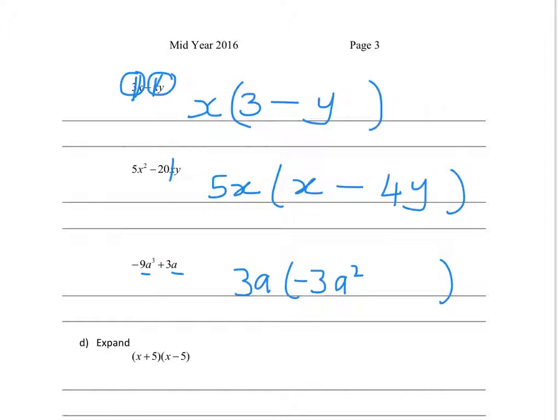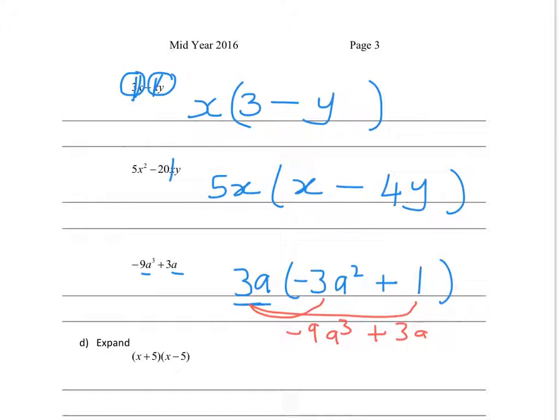I've removed, divided by 3A, 3A divided by 3A, I'm going to put a 1 in there, because if I check back afterwards, this 3A times negative 3A squared would be negative 9A to the power of 3, and then if I multiply 3A times 1, I've got my 3A again. So don't forget to put the plus 1 in.